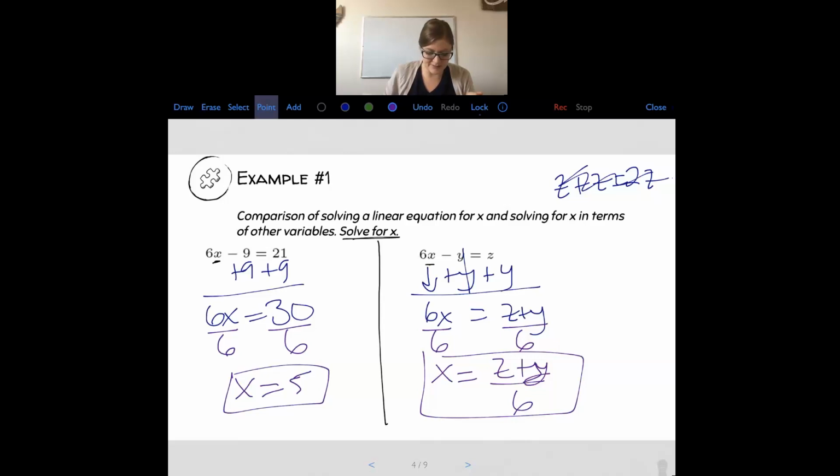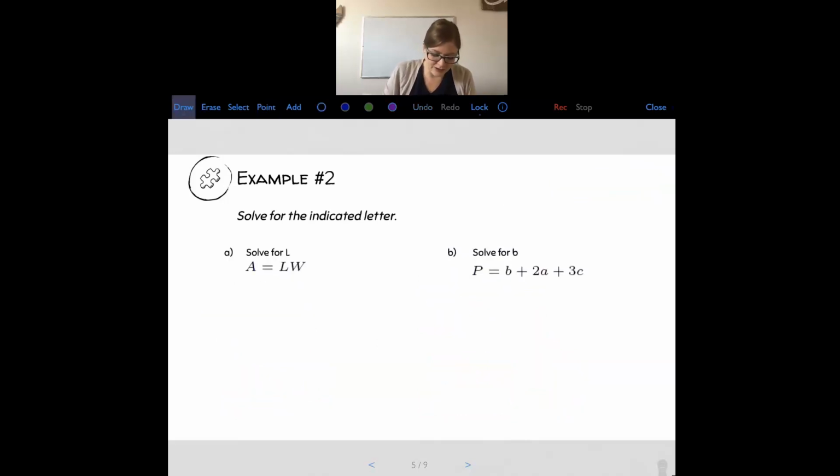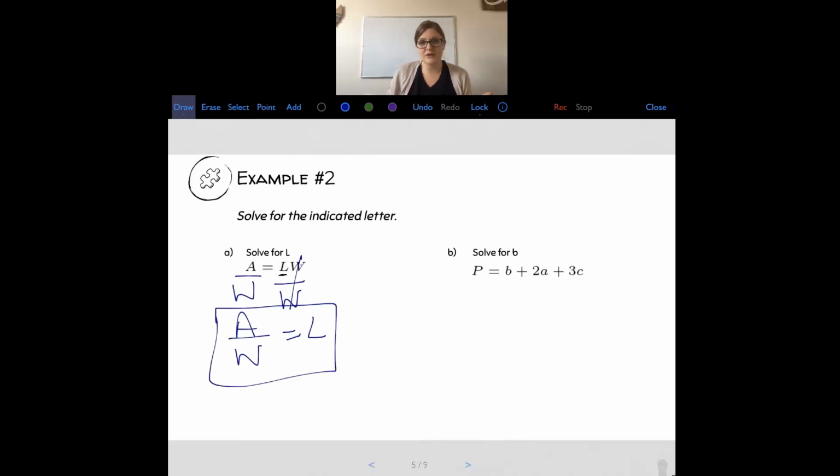So let's get into some examples. Solve for the indicated letter. Part A, solve for the letter L, so I'm going to underline it. To isolate L, you want to think about what is in your way of getting it by itself. In this case, it's being multiplied by W. So in order to move the W, we divide by W on both sides. So we have A over W is equal to, multiplication by W and division by W cancel, L.